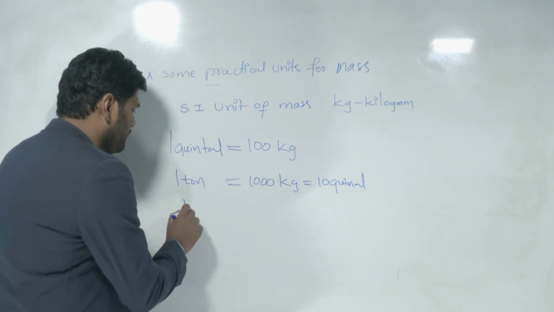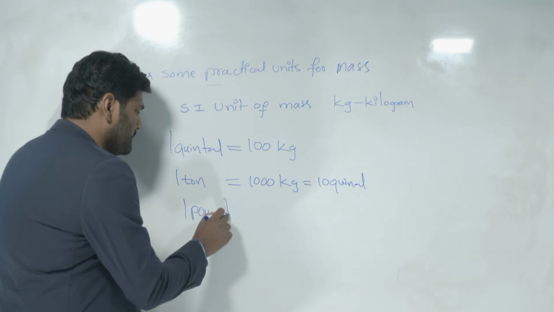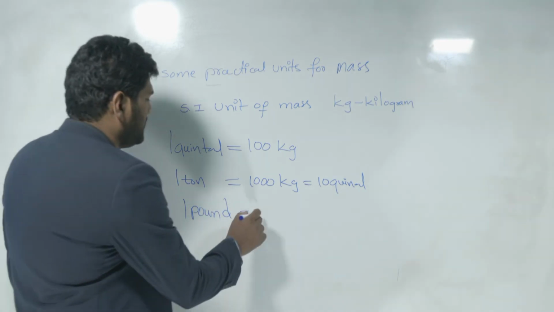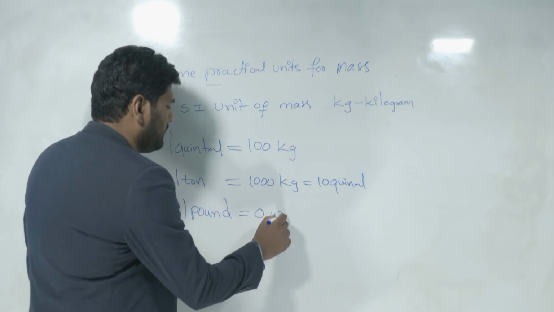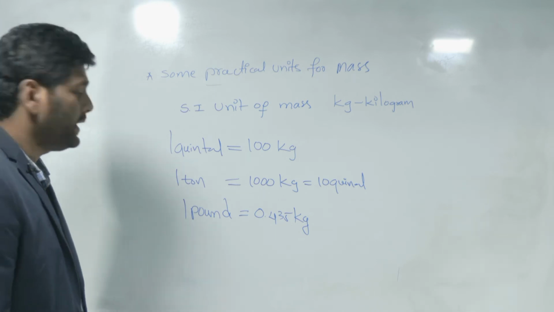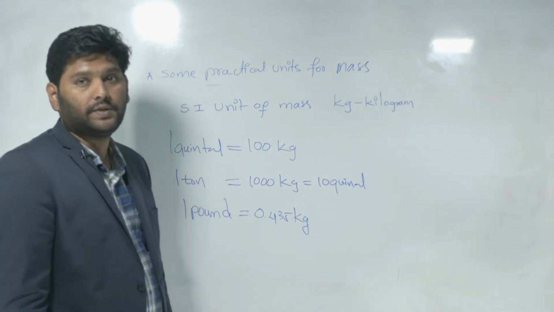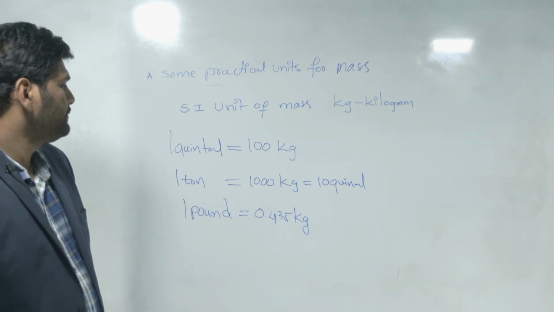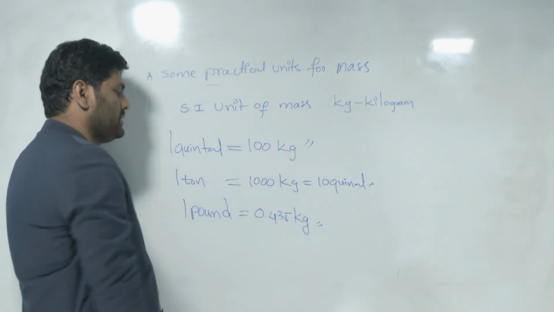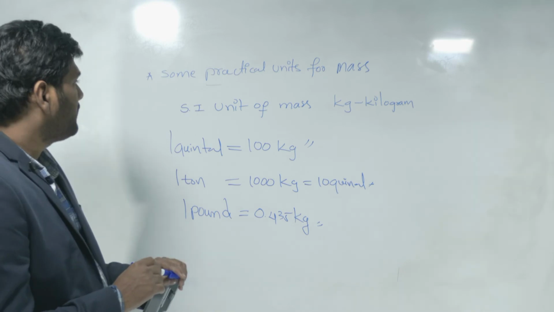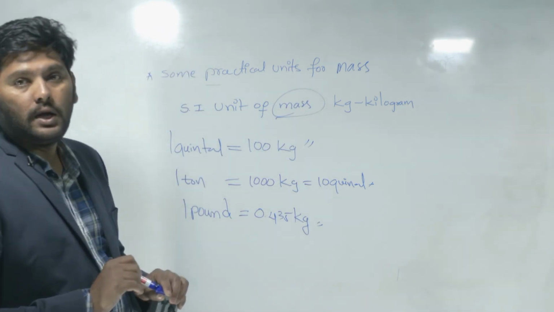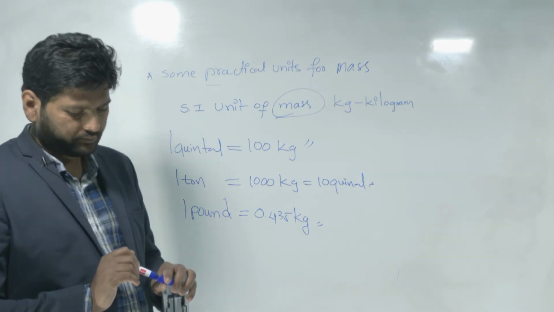Next, 1 pound. So Asian people have used this 1 pound, that is 0.435 kg, approximate value. 0.435 kg. This is 1 pound. Okay, so these are some practical units for mass.